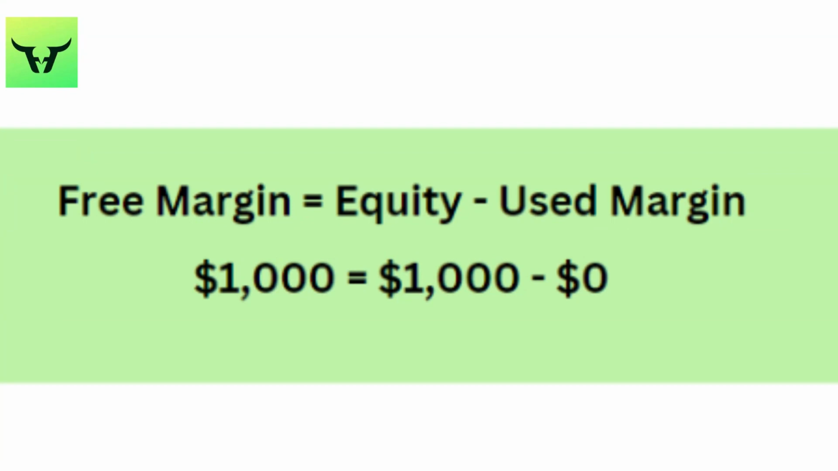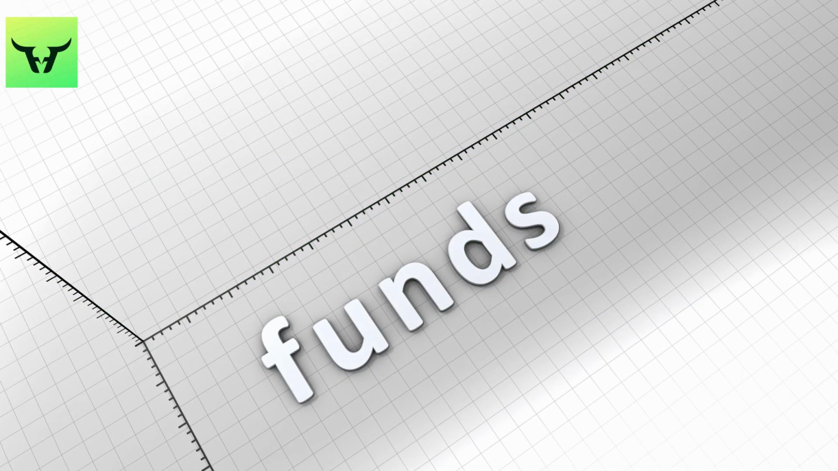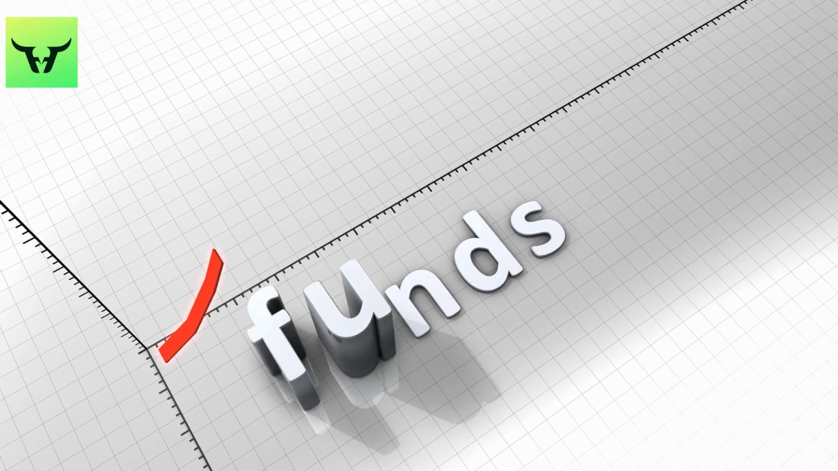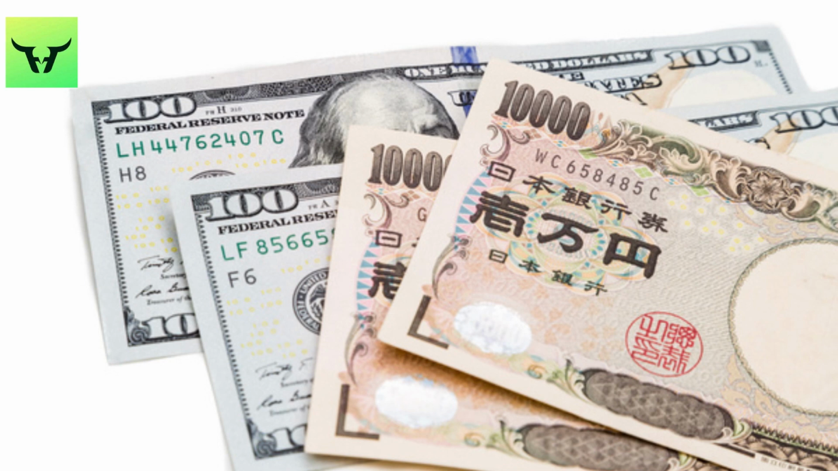Step 2. Calculate free margin. If you have no open positions, the free margin is the same as the equity. In the absence of any open positions, no margin is used, indicating that the free margin, balance, and equity are all equal. Each of these numbers represents the total amount of funds available in the trading account, which in this example is $1,000.